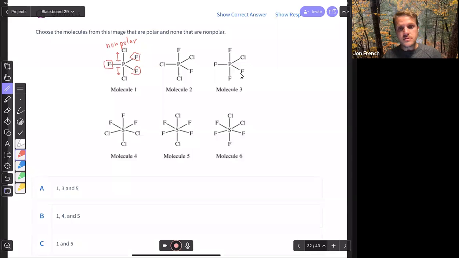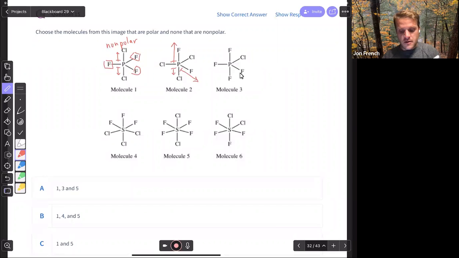Molecule 2, we lose that symmetry. So if we want to think about the vectors and draw them, fluorine is much more electronegative than chlorine, so it's a bigger vector. It's pulling the electron density farther. So in that chlorine versus fluorine case, fluorine wins because we don't have symmetry.